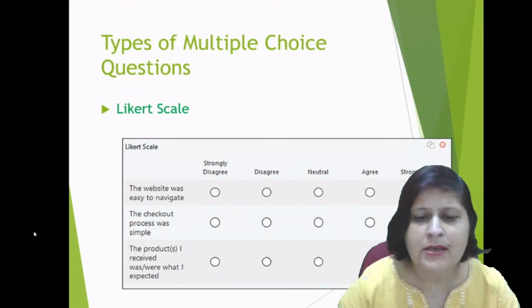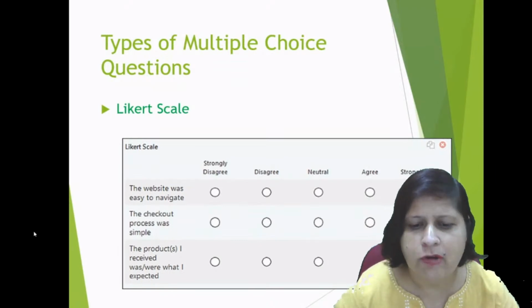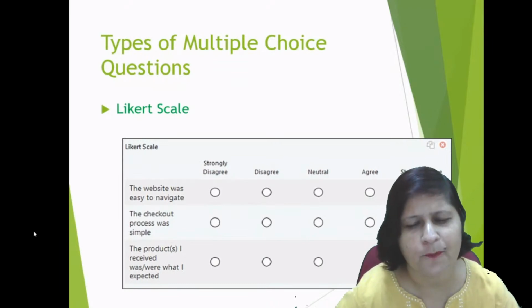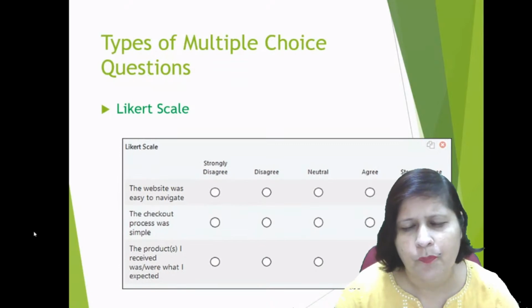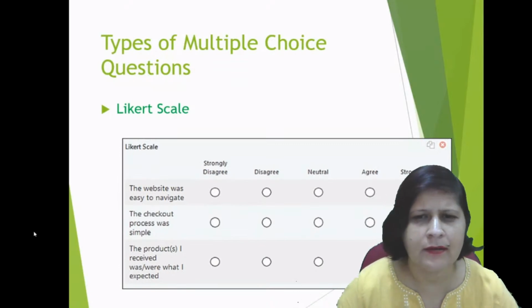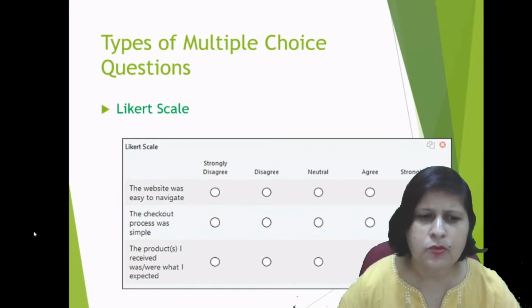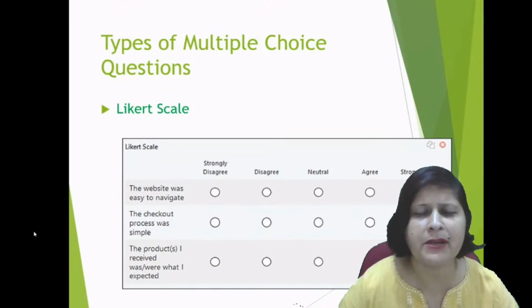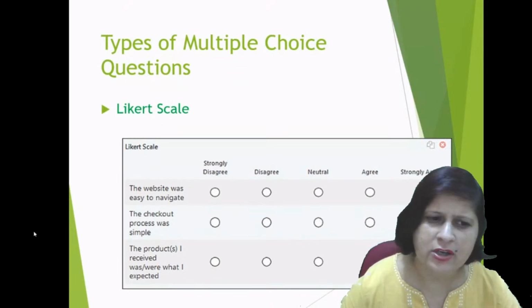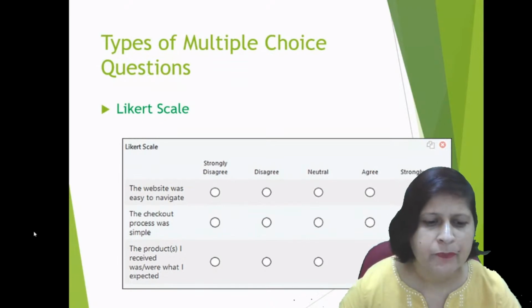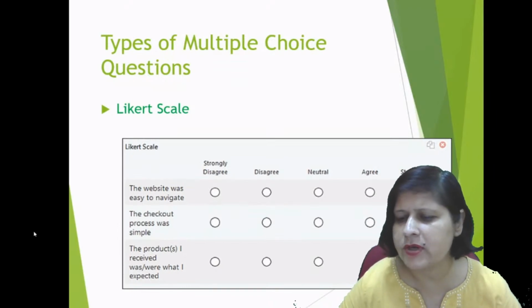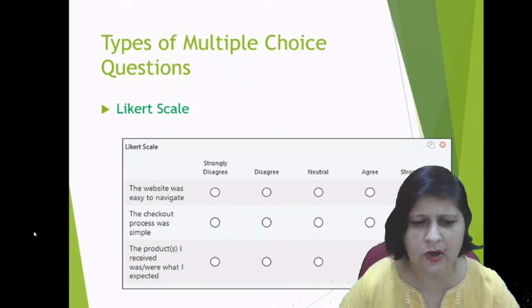If you see a 5-point Likert scale: strongly disagree, disagree, neutral, agree, strongly agree. Neutral means zero. I neither agree nor disagree. So one of the important scales to collect data from multiple choices for a close-ended questionnaire is the Likert scale. Like, the website was easy to navigate: strongly disagree, disagree, neutral, agree, or strongly agree. Choose one of the options.